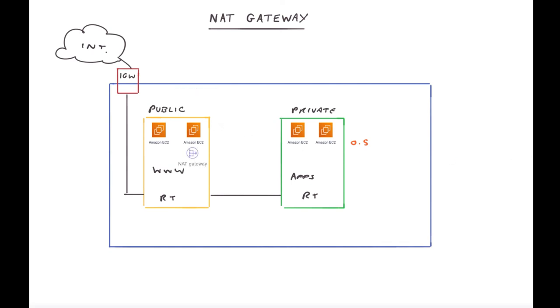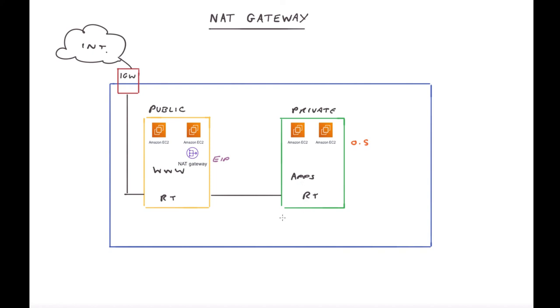Now, a NAT gateway sits within the public subnet. Because it sits within the public subnet, it has to have a public IP address in the form of an EIP, which is an elastic IP address, and this is assigned to the instance itself. Because it sits within the public subnet, it has a route out to the internet gateway and to the internet.